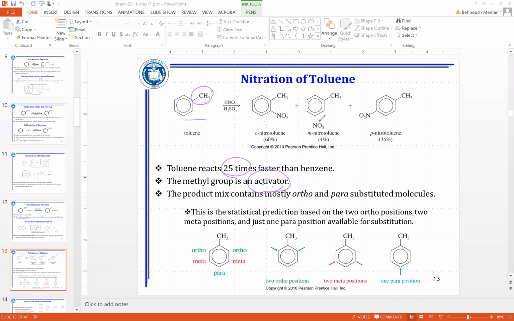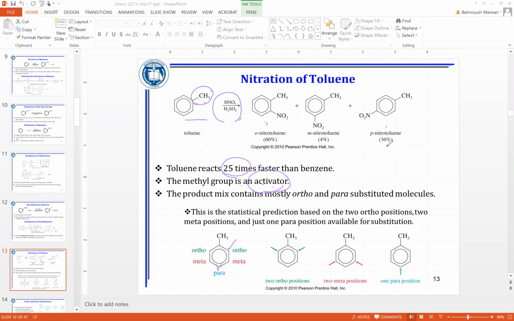When you get a mixture of the product and you have an activating group, the new coming group will go to either the ortho or para position, and that becomes the rule from now on. So if we have an activating group, it will activate the ortho position and it will activate the para position. So for electrophilic substitution, the new coming branch will go to either the ortho position or the para position.